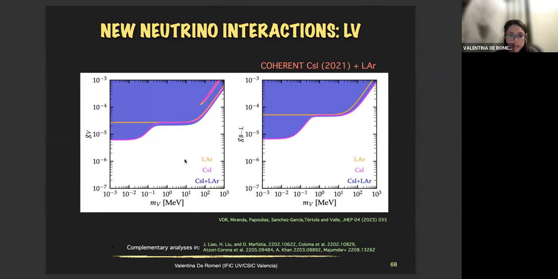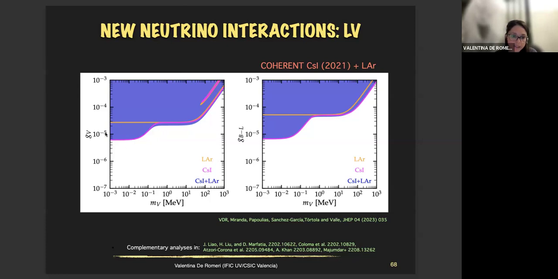So concerning the possible existence of new neutrino interactions mediated by a light vector mediator, we computed here some 90% confidence level exclusion limits in terms of the new vector coupling and the mass of the mediator. For the two models, on the left is the universal scenario, on the right is the B minus L scenario. Again, we analyzed separately the two data sets, liquid argon and cesium iodide, and in blue, we provide the combination of the two. As you can see, in the case of the universal scenario, we have this small island here, which is allowed, and this arises from some destructive interference with the standard model, which is allowed in this scenario, but not in the B minus L one.